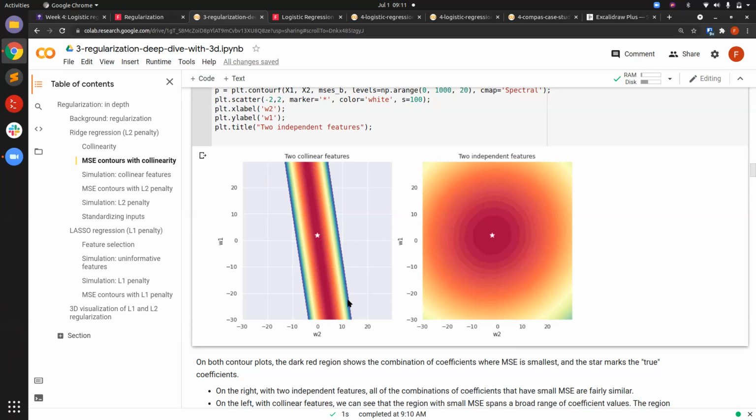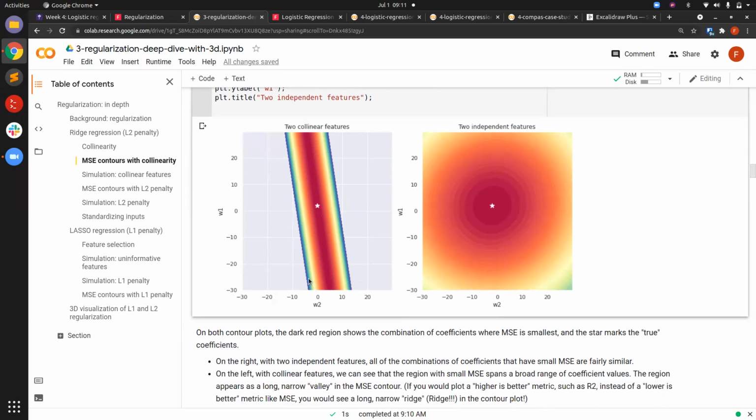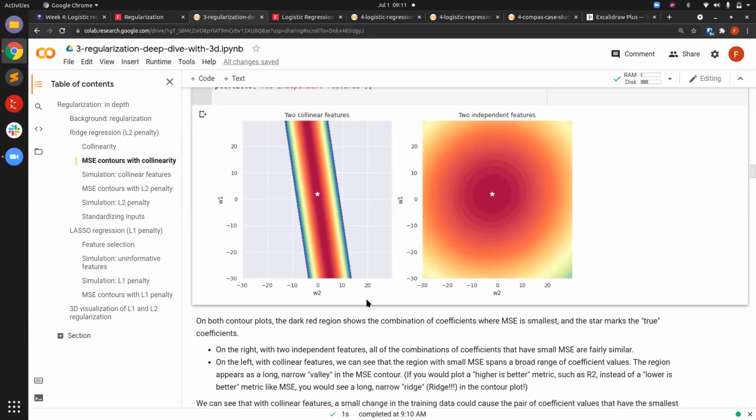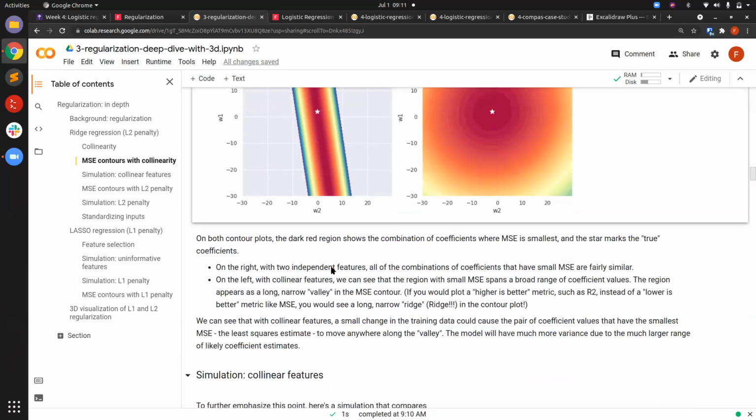And we can see, as we've seen before, that when you have collinear features, you end up with a very strange loss surface where there's a very large range of coefficients with a similar mean squared error. The star in both cases marks the true coefficient values, by the way. So when you have very collinear features, you have many possible pairs of coefficients that all have similar mean squared errors, which means that your estimate of the coefficient values can end up anywhere in this very large range, and that leads to high variance.